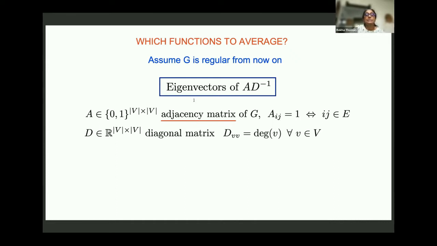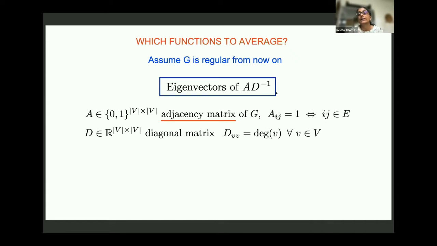And D, because I'm choosing my graph to be regular, is supposed to be the diagonal matrix with the degrees of vertices on the diagonal, but all the degrees are the same because our graph is regular. So this is just a scaling of the identity. So A times D inverse is basically a scaling of the A matrix, the adjacency matrix. Okay, so this is a choice we can make. As you'll see, it has some advantages.